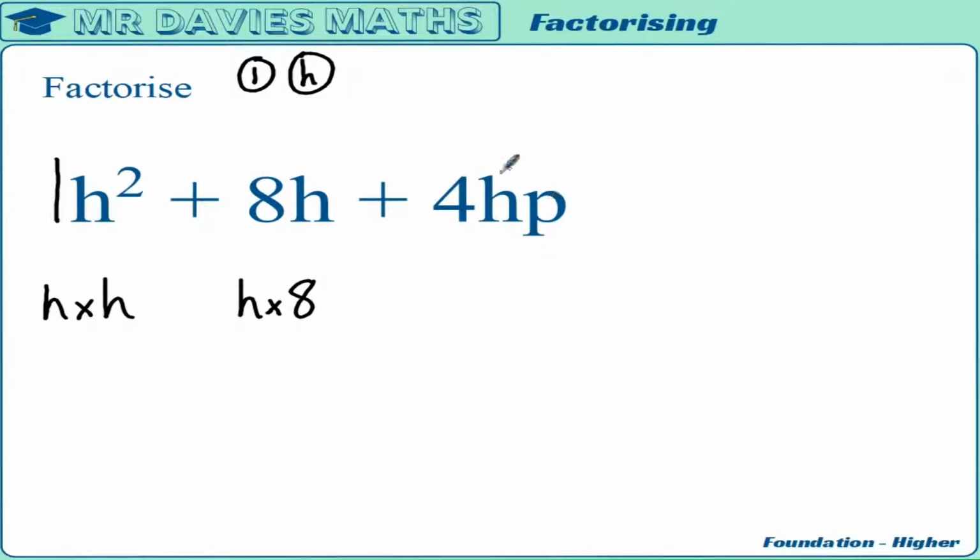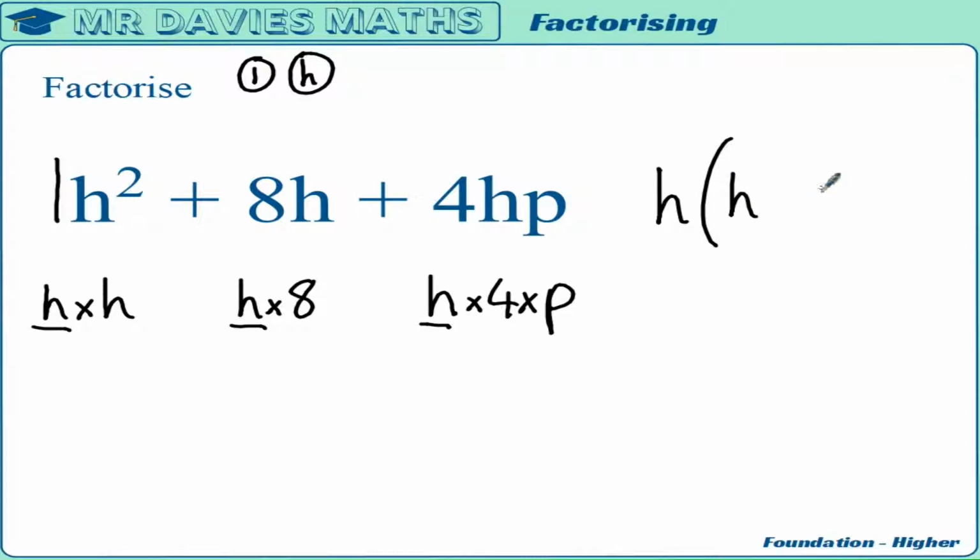And how would I make 4HP starting with an H? So I'd do 4 times by H times by 4 times by P. What's common? As you can see, they've all got that common factor of H, so that sits on the outside. Then I've got H, I've got an 8, and I've got a 4P that haven't been underlined. This time there's pluses in between both of them. And they have taken out a common factor of H.